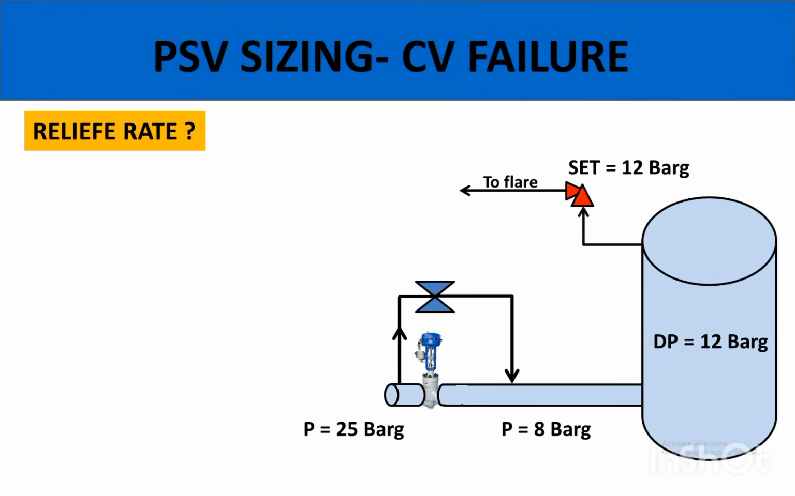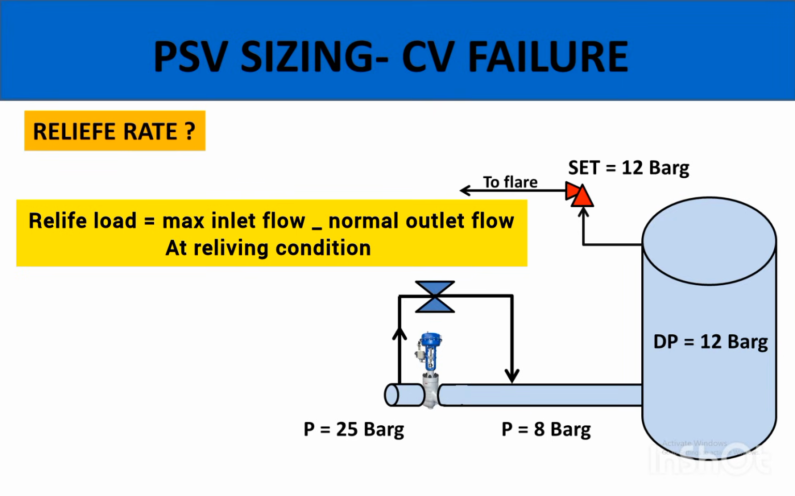So according to API 521, it directly states that the relief load in these cases equals the maximum inlet flow rate minus the normal outlet flow rate at relieving condition, right? You don't have to find the normal outlet flow rate. You should refer to your material balance, and you know how to extract those values from your material balance and substitute them into this equation. But I want to discuss the relieving condition.